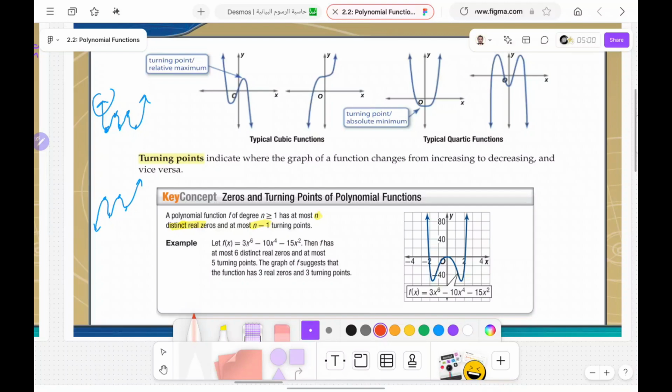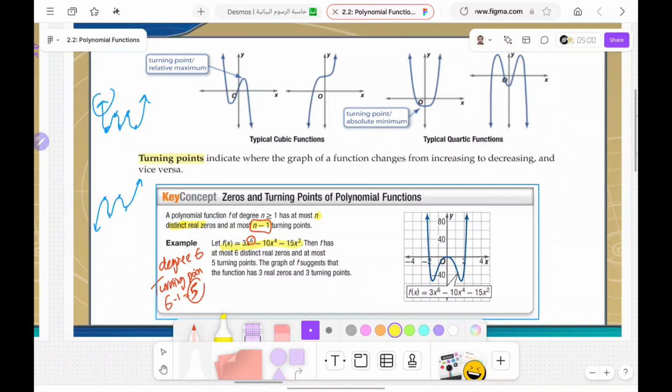Example. Let f of x equal 3x to the power of 6 minus 10x to the power of 4 minus 15x to the power of 2. Now look to the highest degree. What's the highest degree here? It's 6, right? So that means the degree of this function is 6. Now the turning points should be the power minus 1. So that means 6 minus 1, which is equal to 5. Okay, so given this function, I have 5 turning points.